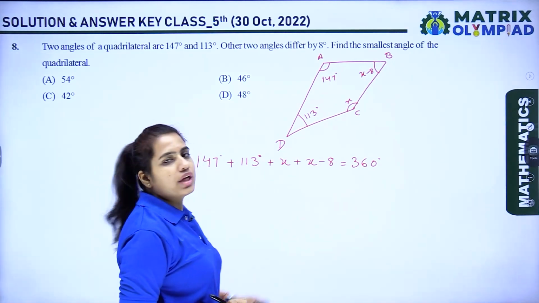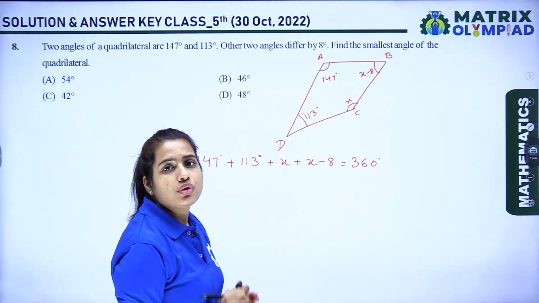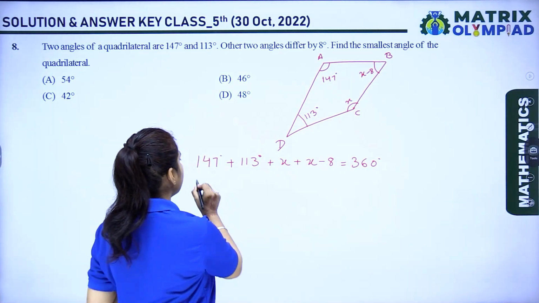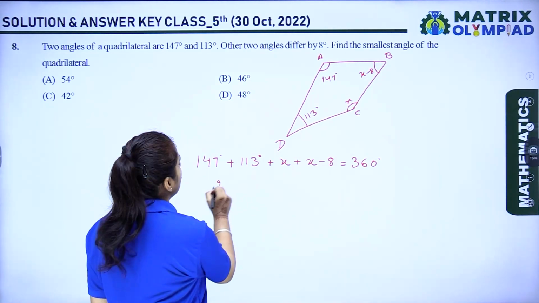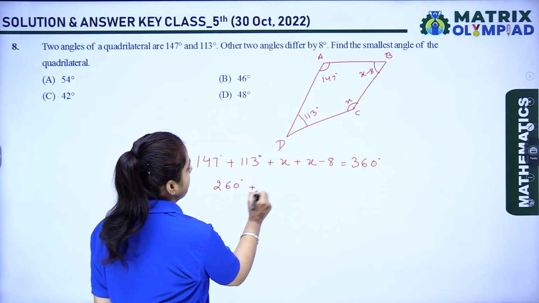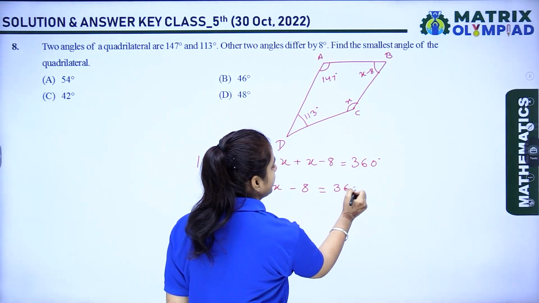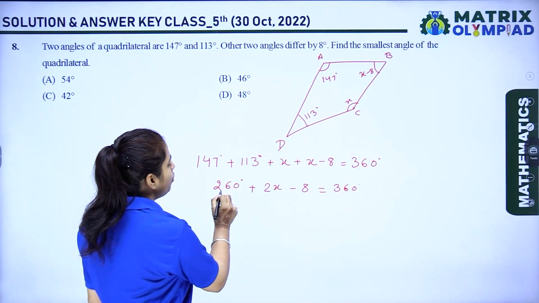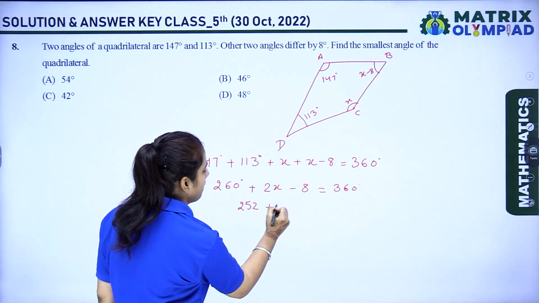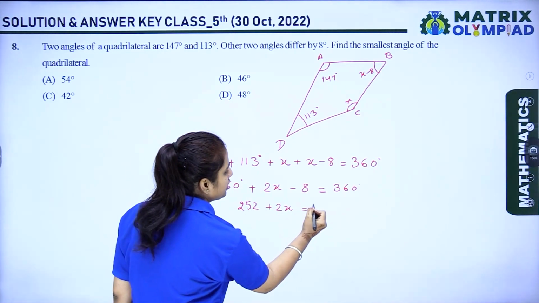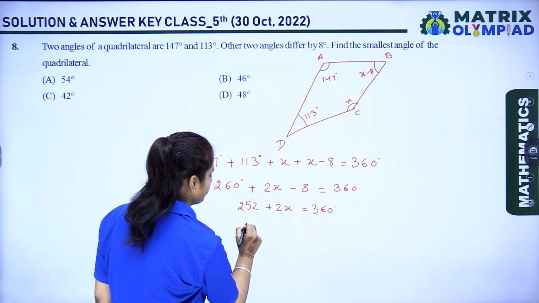Now we have to do the addition and subtraction to get the value of the unknown angle. So here 147 plus 113 will give us 260 degree, plus 2x minus 8 equal to 360 degree. Now 260 minus 8 will give us 252, plus 2x equal to 360 degree.